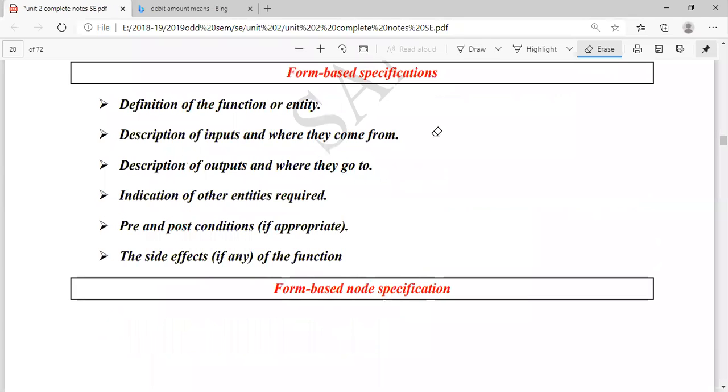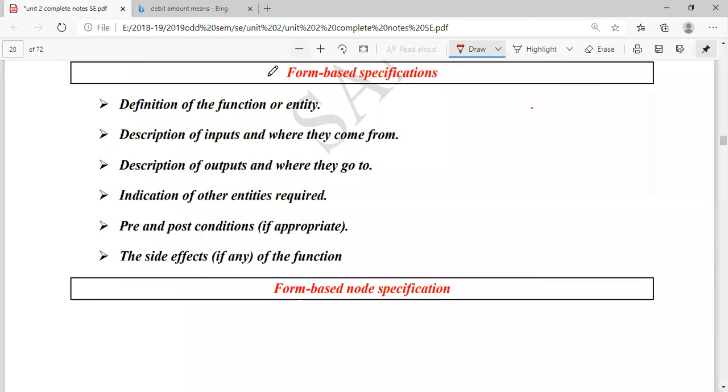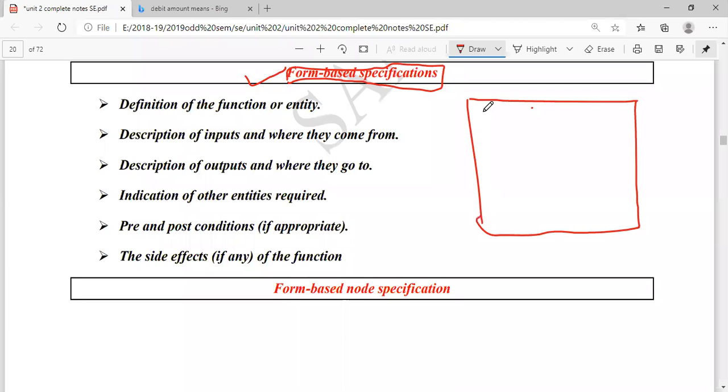Then, okay, there is one more standard way of writing the requirement. So what is that more standard way? So that is called as form based specification. So all of you know that what is a form, isn't it? So form, whenever I say form, okay, so what are the things? There is a thing called as what? Label. So I have something which is called as label.